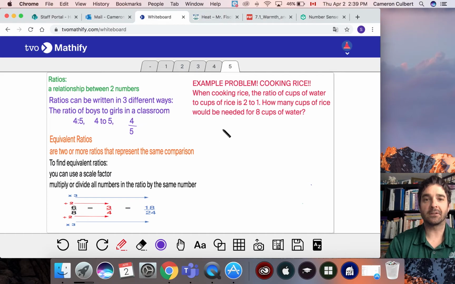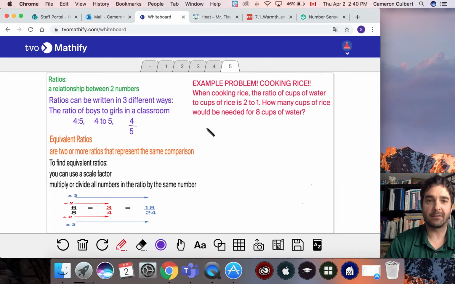Now let's take a look at our problem. This is a real-world problem. Cooking rice. I was faced with the task last night of cooking for guests. The recipe and the instructions on the package of rice gave me a ratio. The ratio of cups of water to cups of rice is 2 to 1.